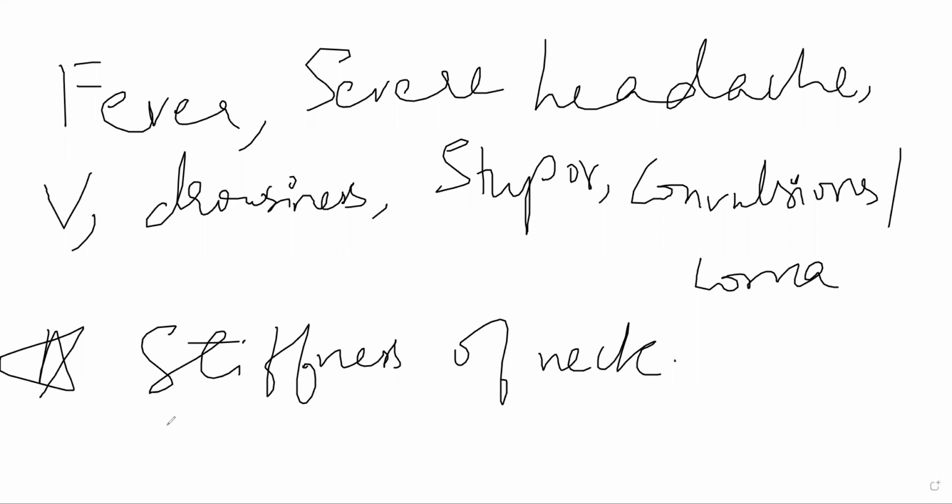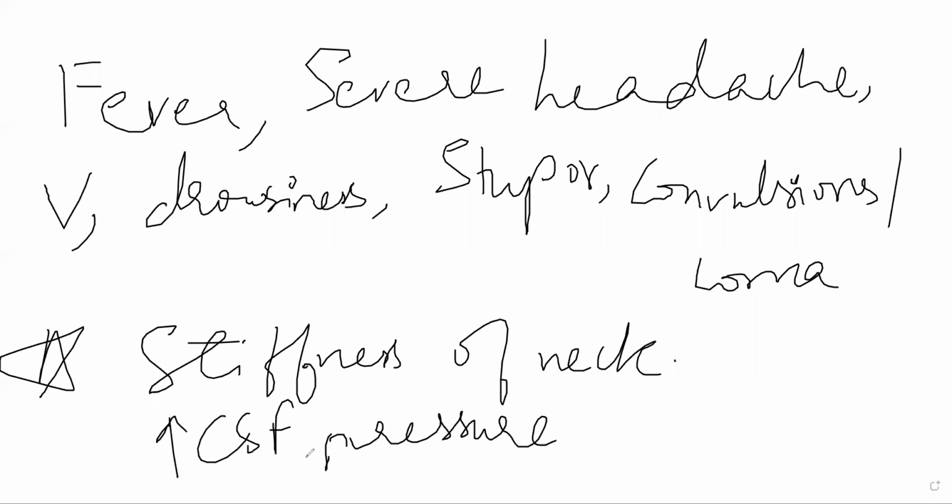CSF pressure will increase way more than normal, and you will see that the patient has high protein levels in their CSF as well. This is because of the damage that is occurring due to inflammation. So these are the clinical features that you see in patients who have acute pyogenic meningitis.